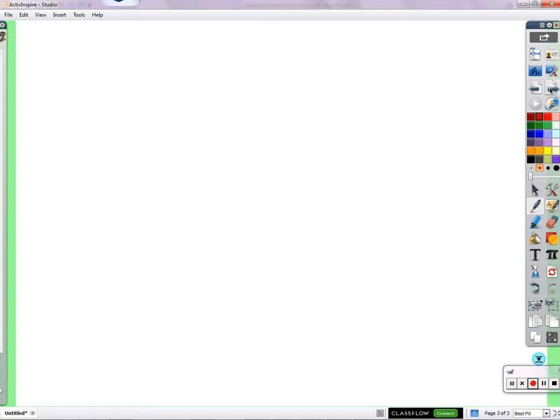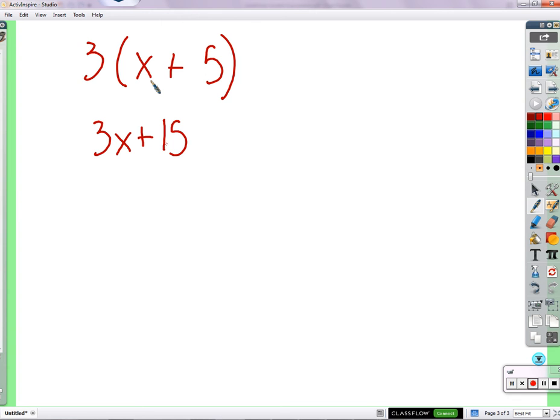Property. I'm going to show you, you know what the distributive property is for the most part, but I was going to show you why, not just how. So let's say 3 times x plus 5. We were talking about something like this, and you may remember that you're supposed to multiply both x and 5 by 3. 3 times x plus 5.